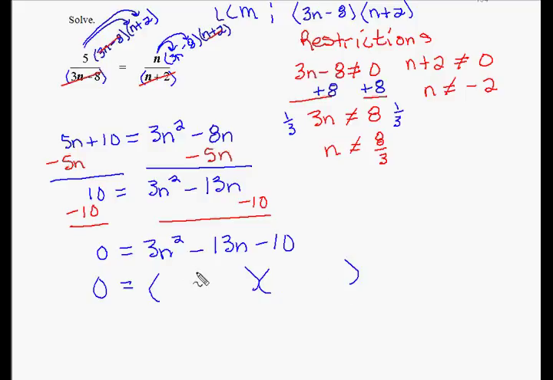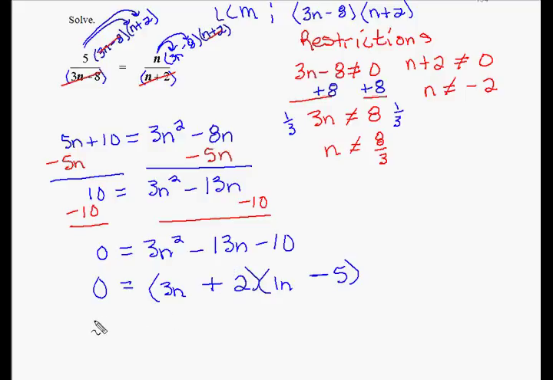We break down the factors of the first term, 3n and 1n. Factors of the last term, we have a couple of choices, 1 and 10, 2 and 5. I want 13, which is a relatively large number, so I'm going to go 3 times 5 and put the 2 here. The signs are different. The result should be negative. 3 times 5 is 15. If I make that a negative and add 2, I should get negative 13.